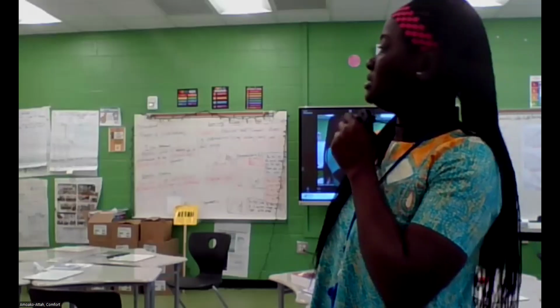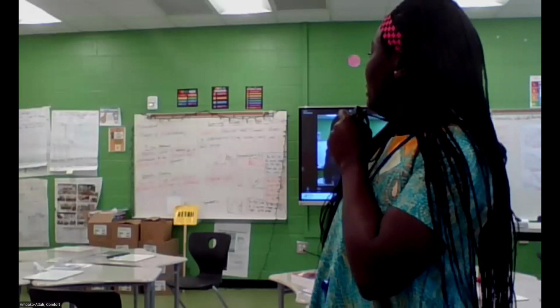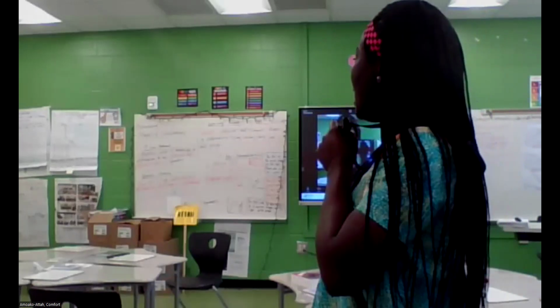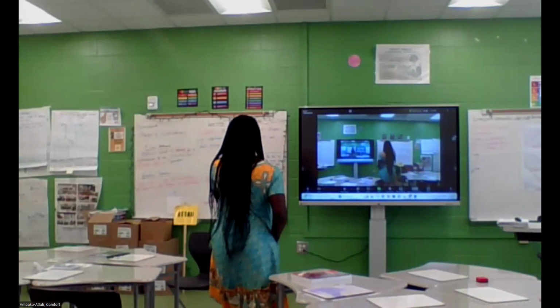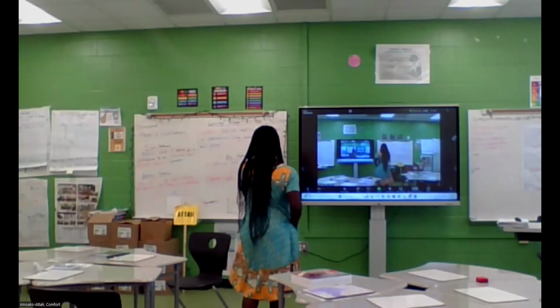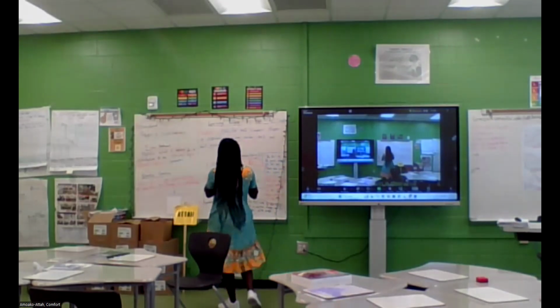My I can statement is: I can explain what it means for a distribution to be skewed left, skewed right, or symmetric. My essential question: how do I use data display to describe the shape of distribution?